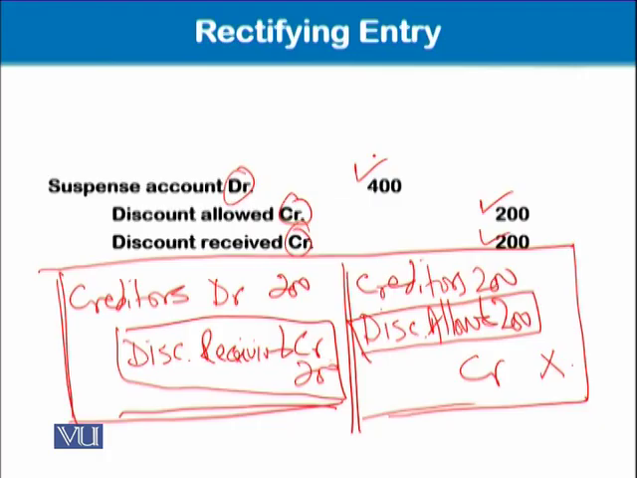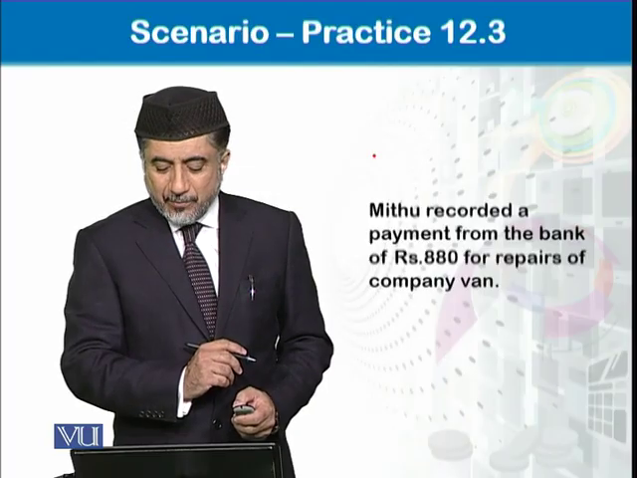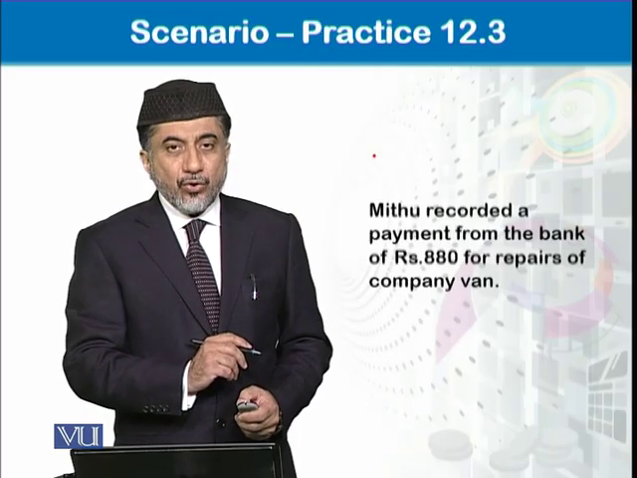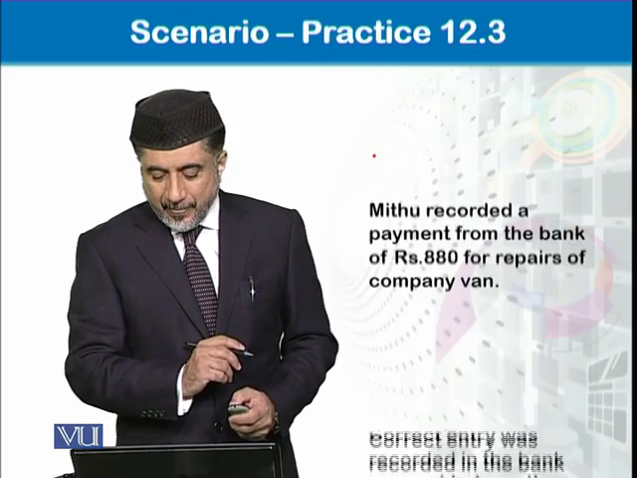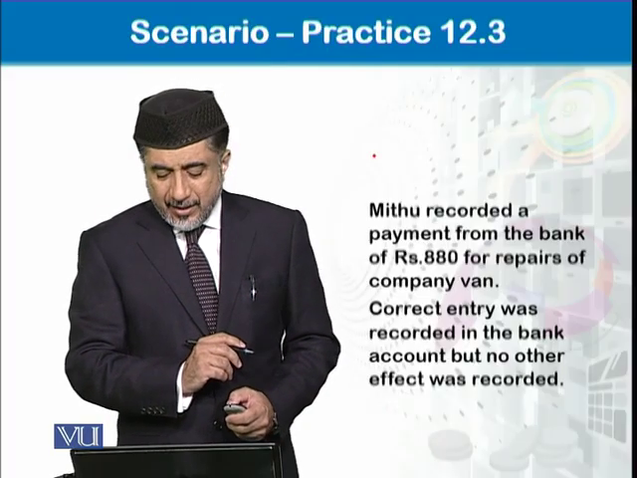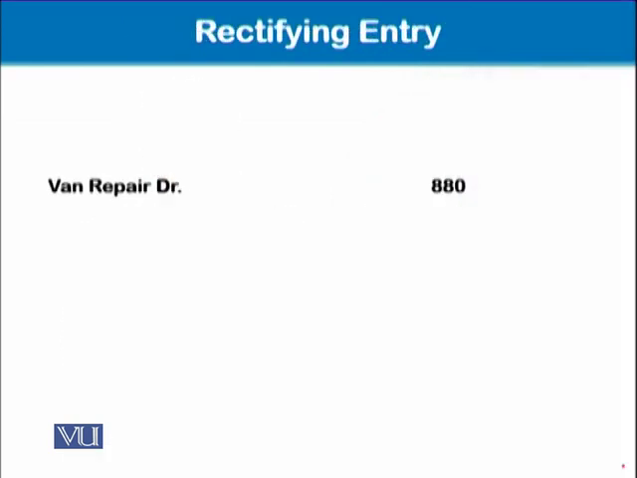Well, so the next scenario is that Mithu recorded a payment from the bank of rupees 880 for repairs of company van. Correct entry was recorded in the bank account, but no other effect was recorded. Okay, so let's see how to rectify this issue. We have to now debit van repair account with 880 and suspense account 880.